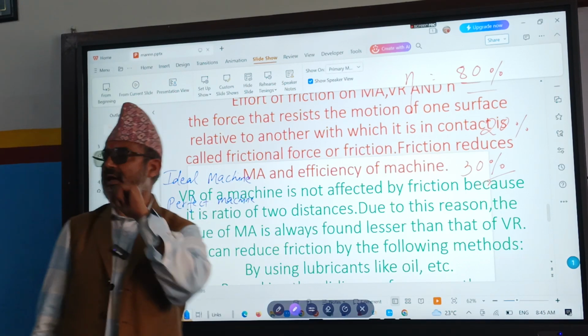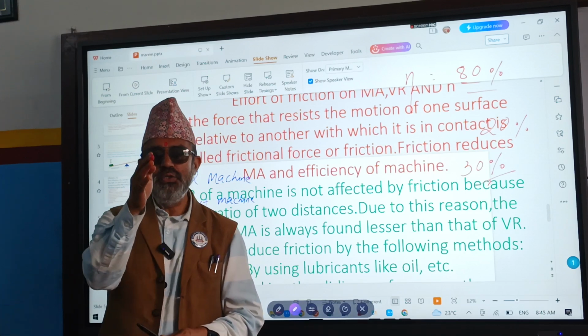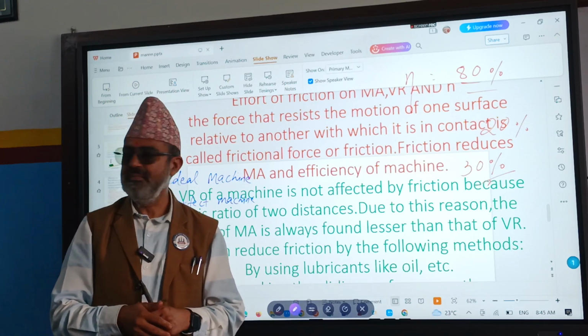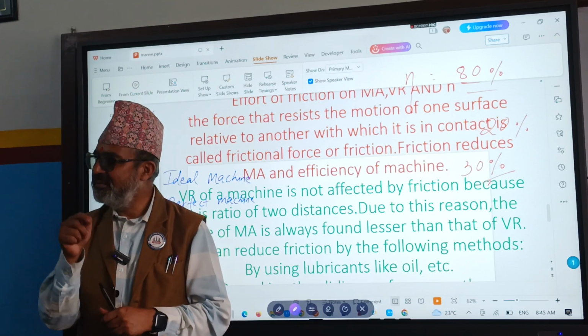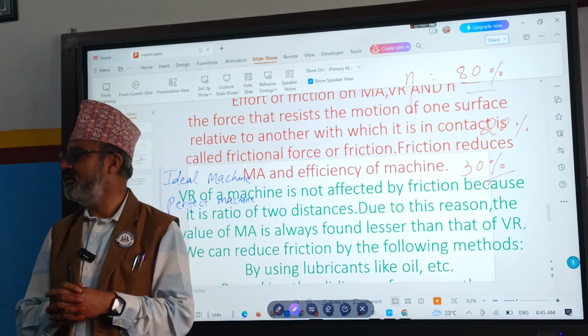My mobile, that is also a kind of machine. When I use it for a little bit longer time, does it get heated or not? Why does it get heated? Because there is also what is produced? Friction is produced. Understood or not?